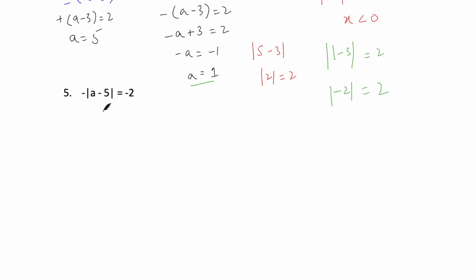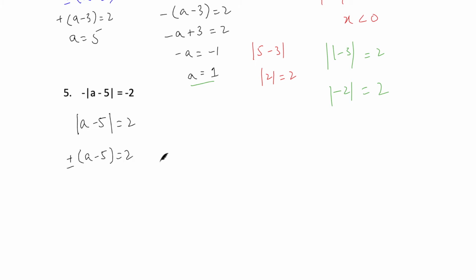Let's solve this question now. It's very similar, but now we have a negative sign outside the modulus bars. First of all, we need to get rid of this negative sign. Multiply the entire equation by minus 1. So we will get mod of a minus 5 equals 2. Now you do the same thing that we've done earlier. Get rid of these bars and we'll be left with a minus 5 equals 2. Now put positive negative here.